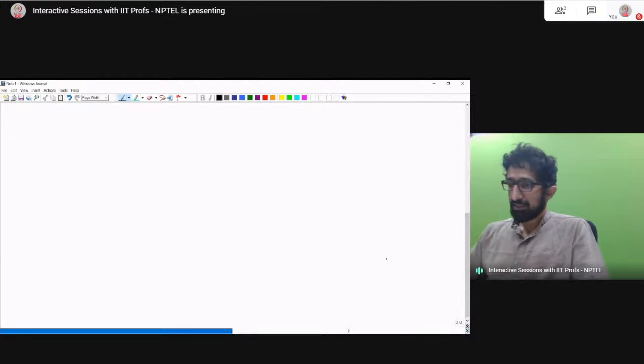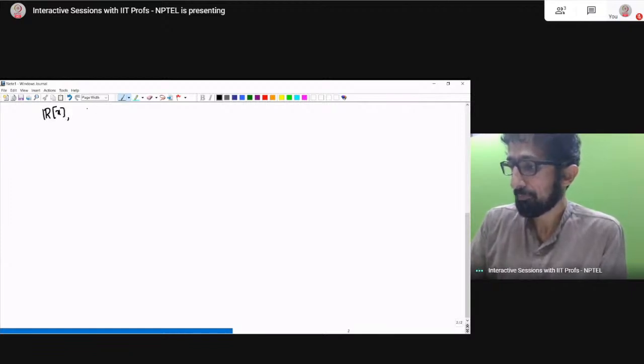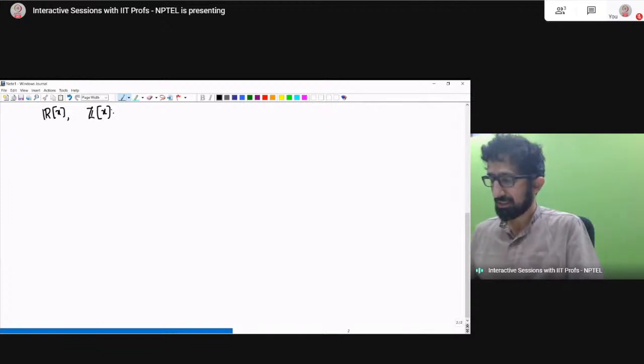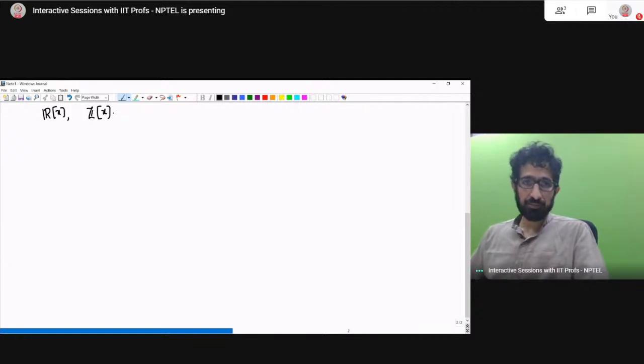Now, it will be a good idea to look at what is Zariski topology on R[x], okay, and Z[x]. That I'll leave it to you as an exercise. Okay. So this is what a spectrum of a ring is, in some nice situation.